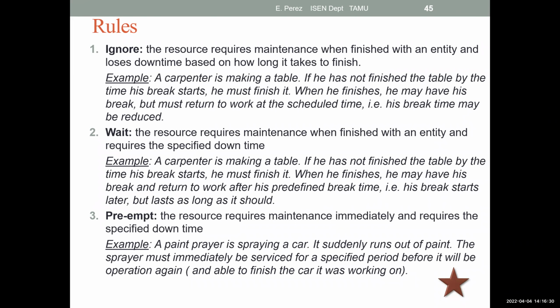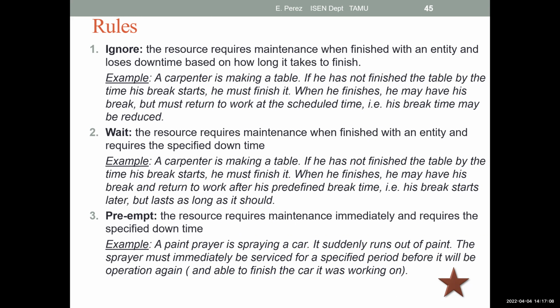And then you have the preempt, which is basically that the resource requires maintenance immediately and requires specified downtime. For example, a paint sprayer is spraying a car and suddenly runs out of paint. The sprayer must immediately be serviced for a specified period before it will be called back to operation. So what this is saying is, okay, you need a break. You are not finished, but you're going to stop the work, take the break, and then come back and finish. So those are the three rules, and they're different, and that will impact your results.